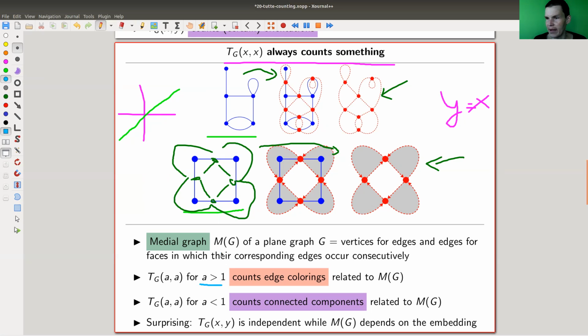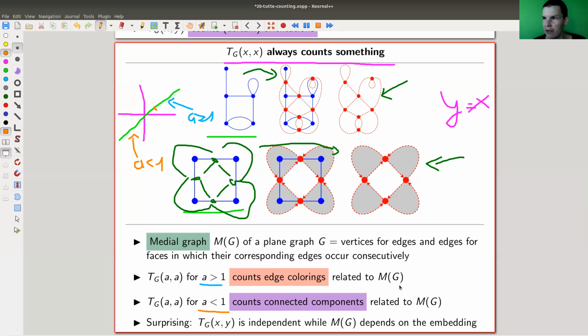So along this half, where a is bigger than 0, it counts edge colorings related to that graph. So some coloring, but for a very different graph. And along here, where a is smaller than 1, so the point 1 is somewhere here, it counts connected components, again, of the medial graph, which is very surprising because the Tutte polynomial is independent of the embedding, and the medial graph is not. And this would be a way to prove that these numbers of colorings and connected components are independent of the embedding of the graph, which is really not clear at all.